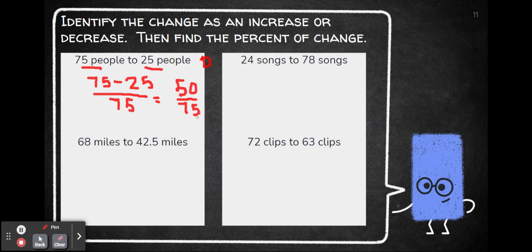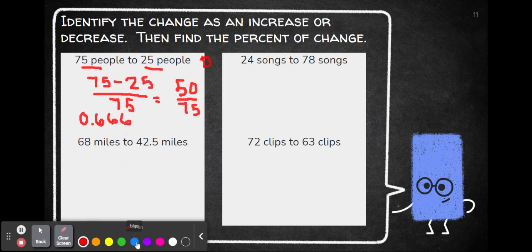50 divided by 75 is a repeating decimal, 0.66 repeating. First, move the decimal to the right twice. I'm actually going to put one more decimal place so I'll know how to round. Now, which place is the 10th place? The 10th place is the first place to the right of the decimal, and it's the bossy neighbor next door to the right that tells it what to do. A 6 will tell the 10th place to go up, so we would have 66.7%.